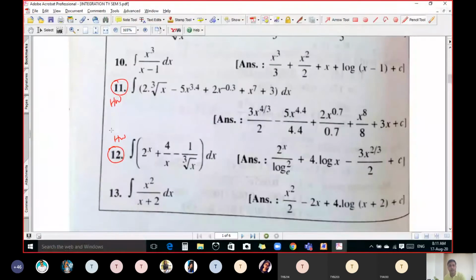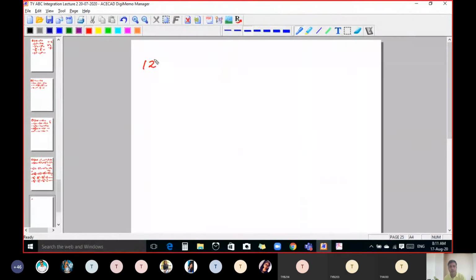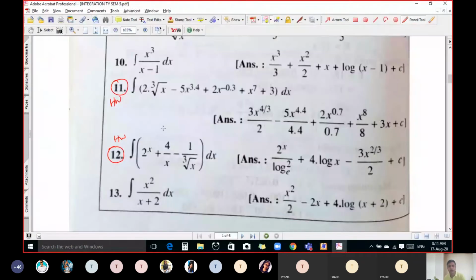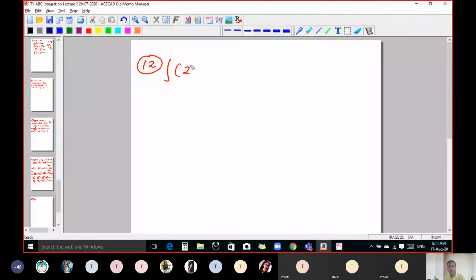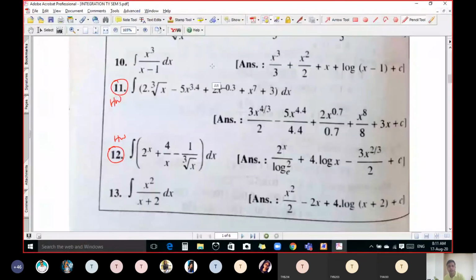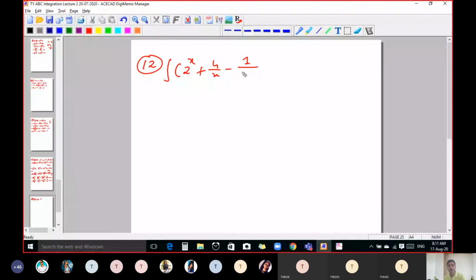Question number 12. Integration of 2 raised to x plus 4 upon x minus 1 upon cube root of x dx. This is the question. So you can take separate integration of each term. Integration of 2 raised to x plus, you can take 4 outside, integration of 1 upon x dx minus integration of 1 upon, once again it is a cube root, so you can write x raised to 1 by 3.